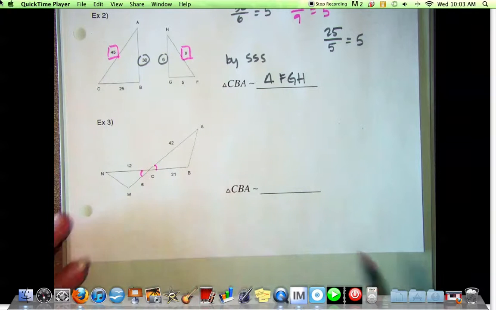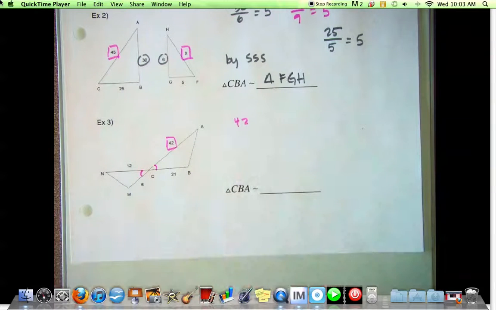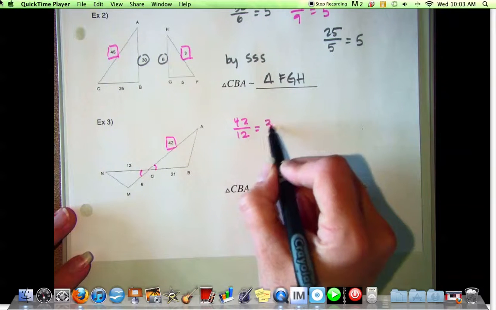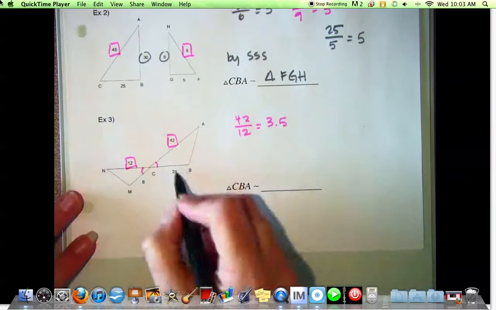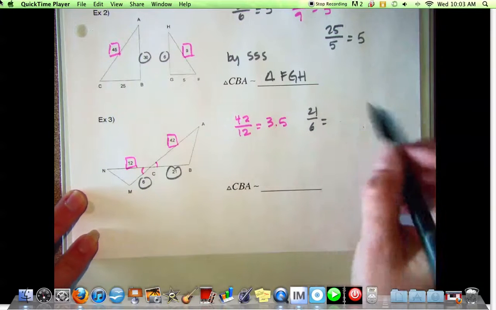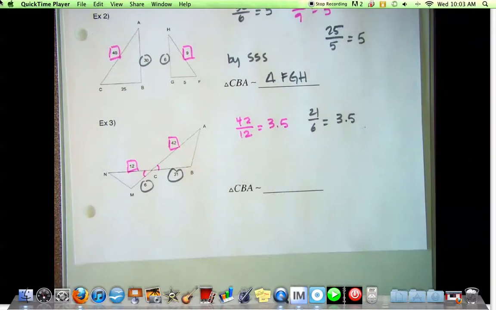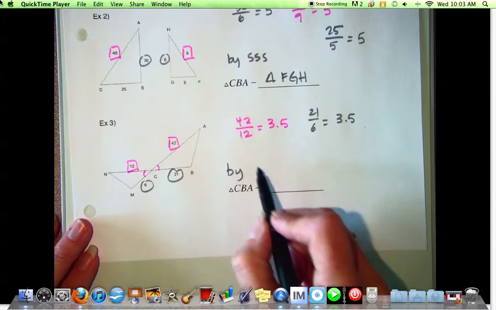So, 42 is similar to 12, and that gives us a scale factor of 3.5. And 21 is similar to 6, and that gives us a scale factor of 3.5. So what do you notice about your scale factors? They're the same. So what does it tell you about the 2 triangles? They're congruent. By which theorem? Side, angle, side. Very good.